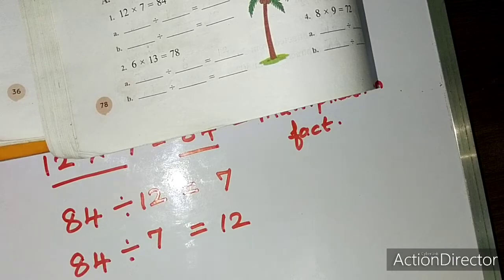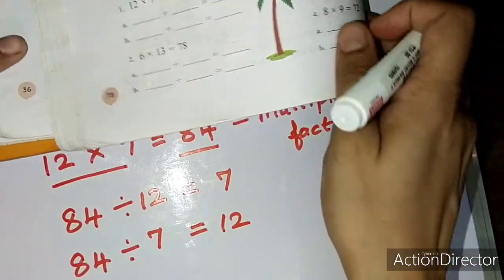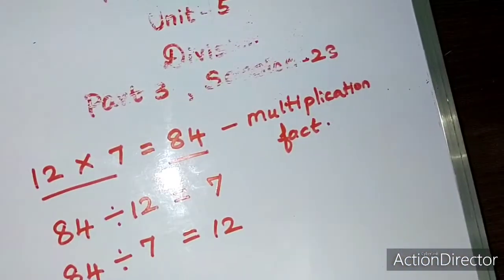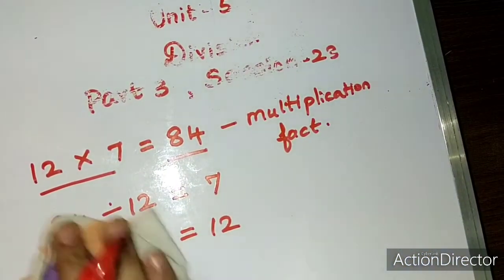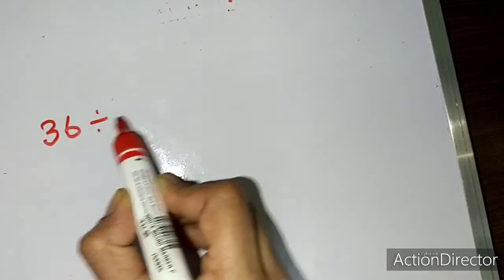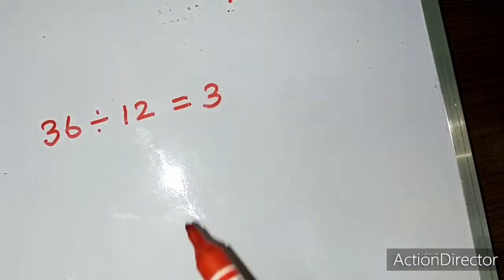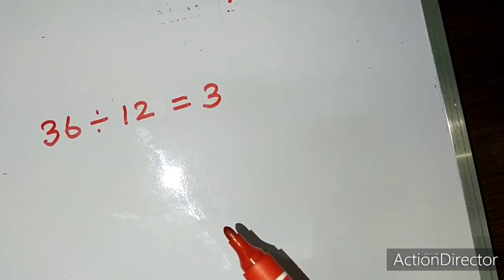Now one more example. This is a multiplication fact and we wrote 2 division facts. Now we are going to write one multiplication fact for a division fact. See here, 36 divided by 12 is equal to 3.